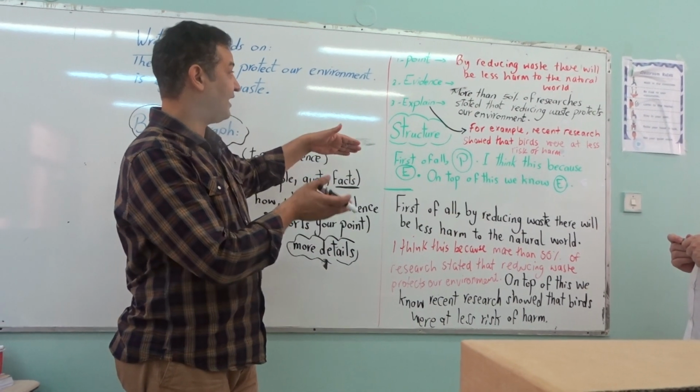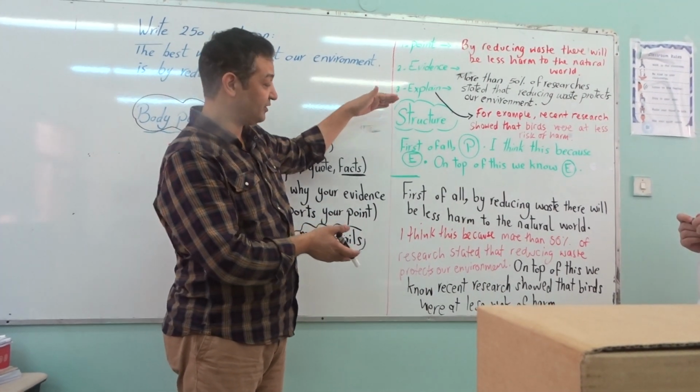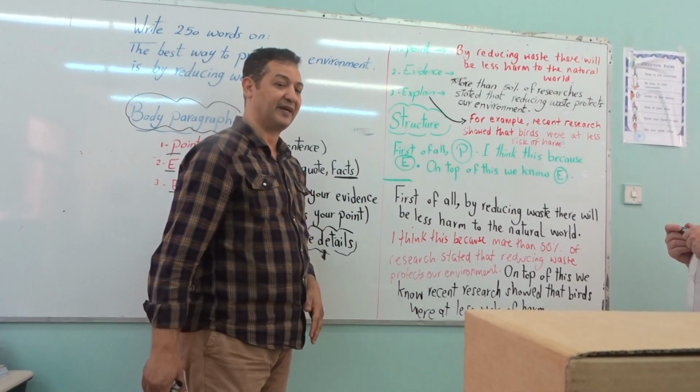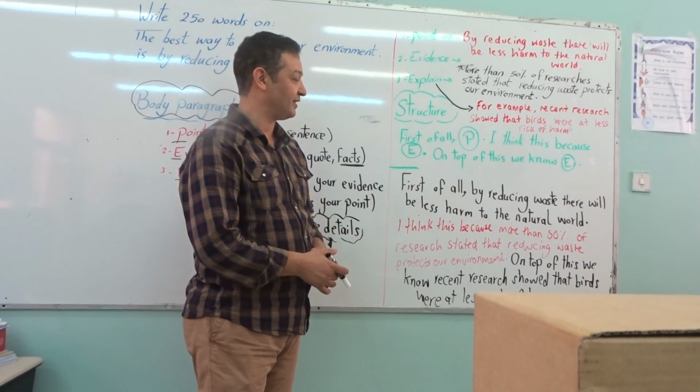So you're learning how to state a point, evidence, and explain your point in a paragraph like this. You will get a band score not less than 7 in IELTS.